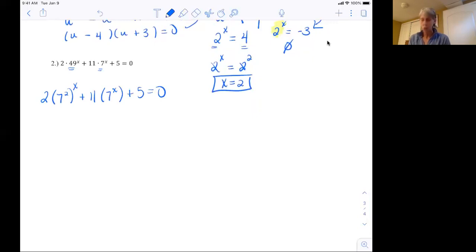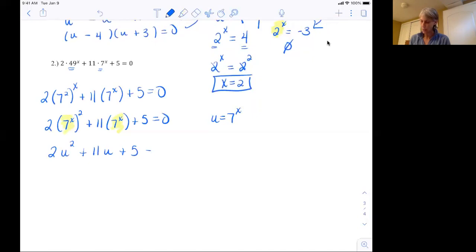Now, you could take the 2 steps to do this, or you could realize you could just flip those 2: 7 raised to the x power squared. No matter which way you apply your exponent law, you're always going to get 2x. My u is going to be 7 raised to the x power. Rewriting this in terms of u, I get 2u squared plus 11u plus 5 equals 0.